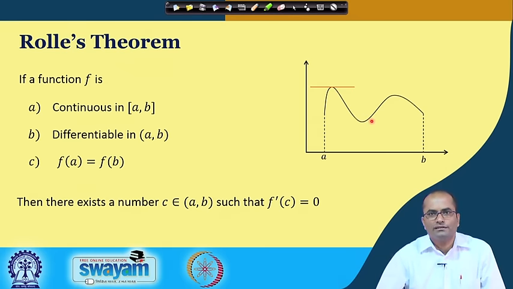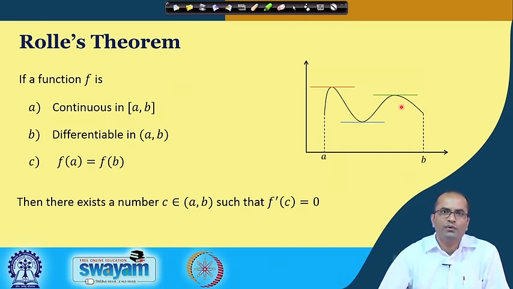Indeed, in this situation, there are more points. One I can see here where the tangent is again parallel to the x axis, and there is another point where the tangent is parallel to the x axis. But the theorem says that there will be at least one point where the tangent will be parallel to the x axis. So, in this particular situation, we are getting more than one point where the tangent is parallel to the x axis.